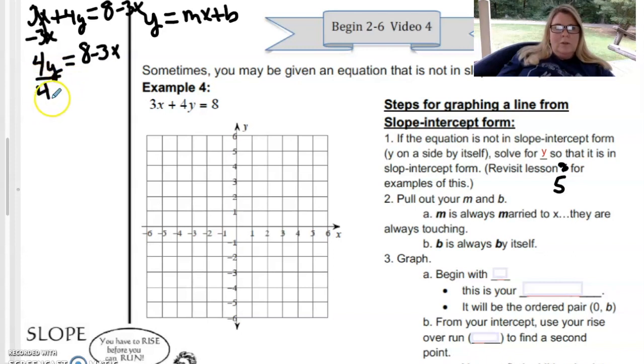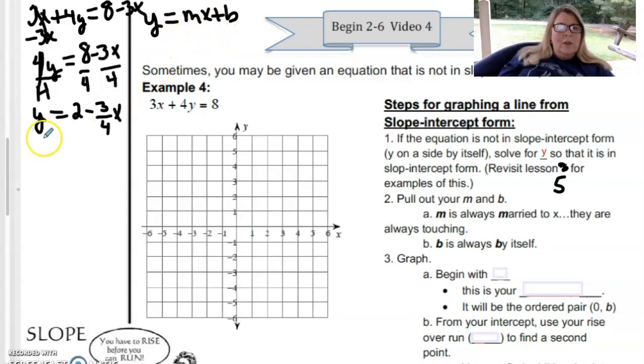And remember, whatever you do to one side, you have to do to the other, and we have to do it to the whole side. Let's go ahead and break it apart and do it to each part. 4 divided by 4 is 1y. 8 divided by 4 is 2. And 3 divided by 4 doesn't go into it evenly, so we're going to leave it as our fraction. If you'll remember slope, we want written as a fraction because it's a rise over run, and that'll make it easier. If you go up here, it looks very much like slope-intercept form.